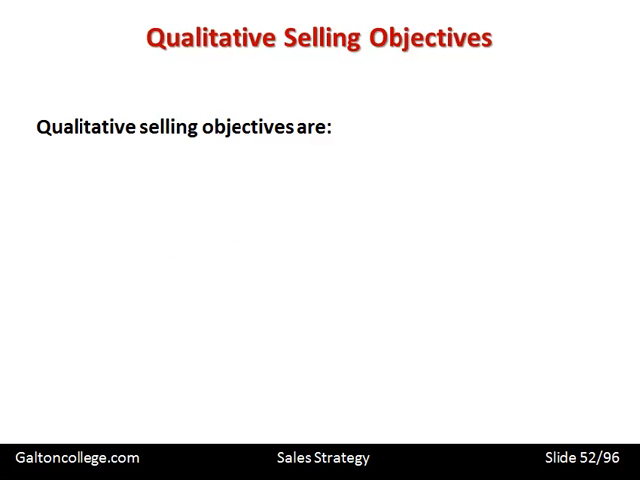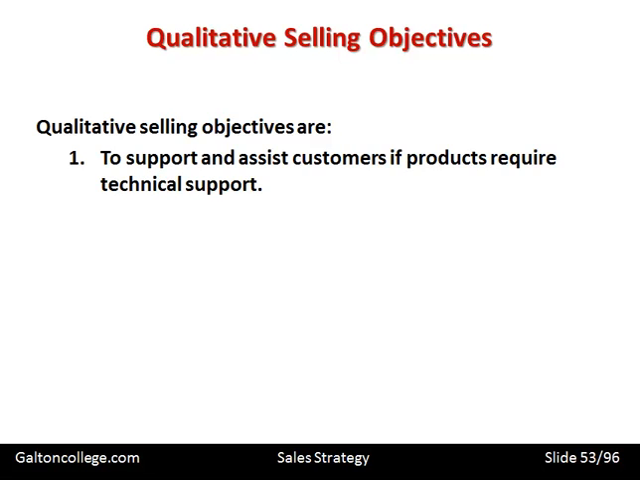So the qualitative selling objectives, well, to support and assist customers if products require technical support. It could be quantitative, it could be something that's measured, how much customer support is there per customer, or it could be qualitative, it could just say, let's have that facility to be able to contact customers and deal with any issues, and it's not quantified. So it can go either way, really.